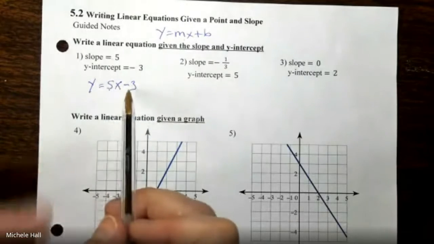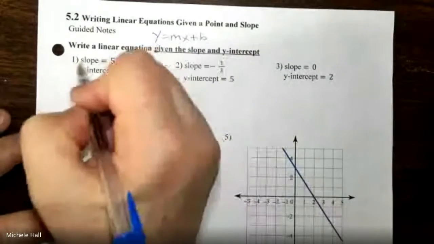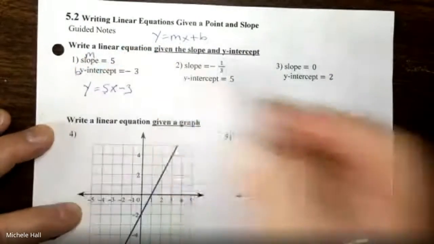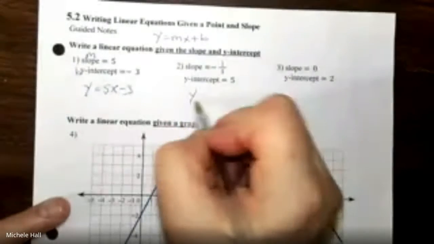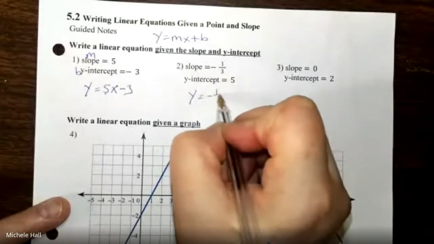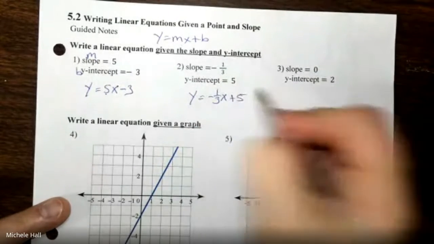I have my slope, my y-intercept. I can write an equation of a line. If I have m and I have b, I can write an equation of a line. Example 2, my slope is -1/3, so y equals -1/3 x plus 5 for the y-intercept.